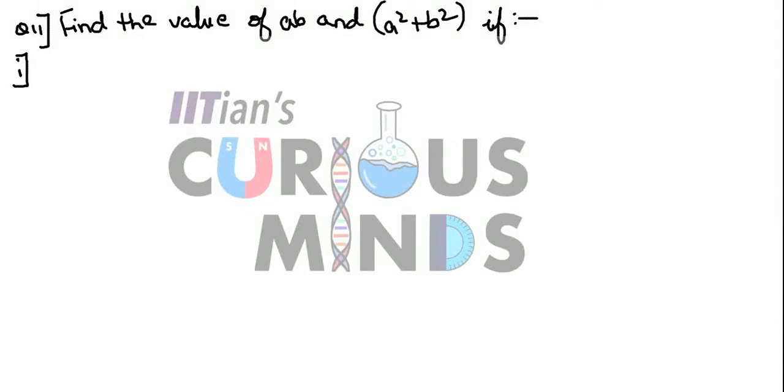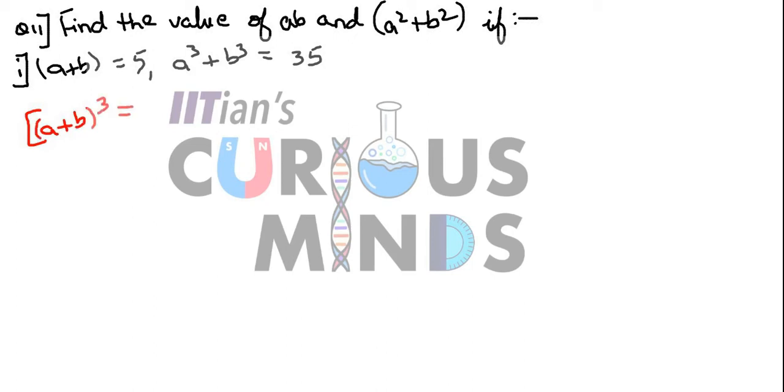Find the value of AB and A square plus B square if, subpart 1, A plus B is equal to 5 and A cube plus B cube is equal to 35. Now we all know that the expansion for A plus B the whole cube is A cube plus B cube plus 3AB into A plus B.